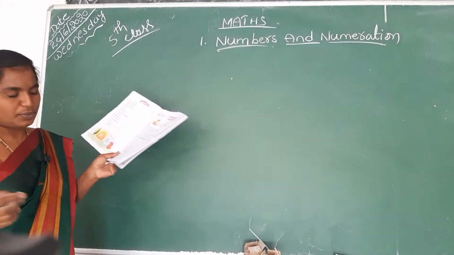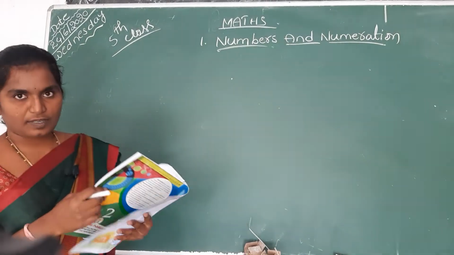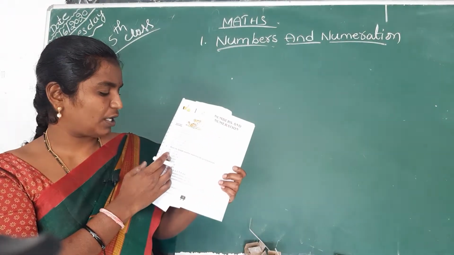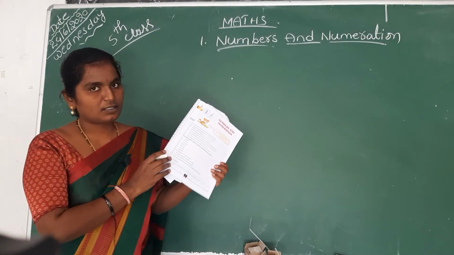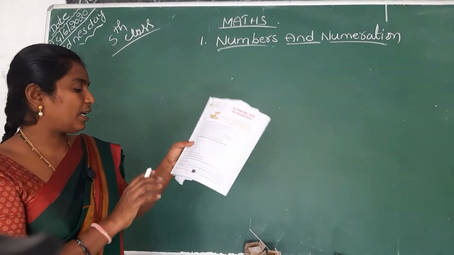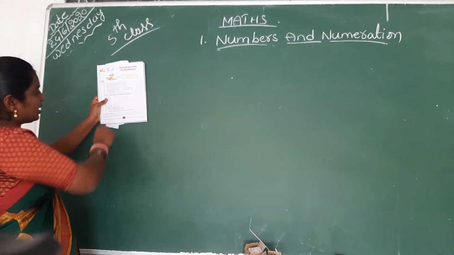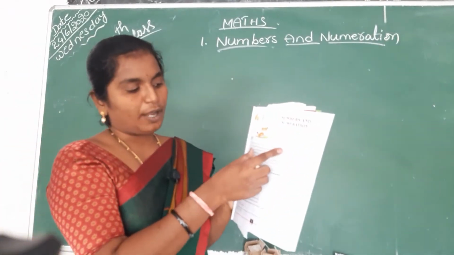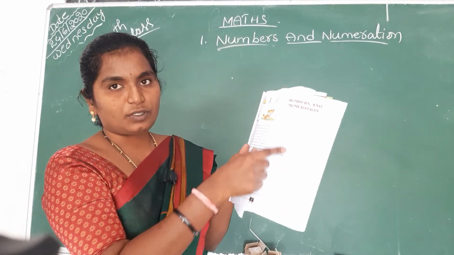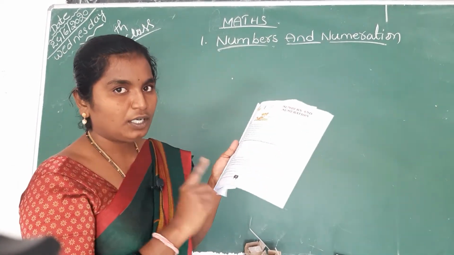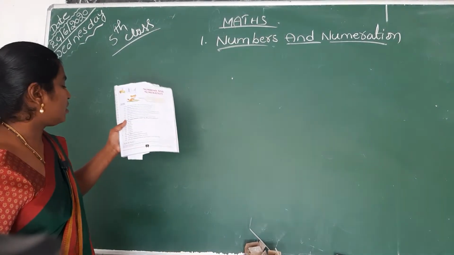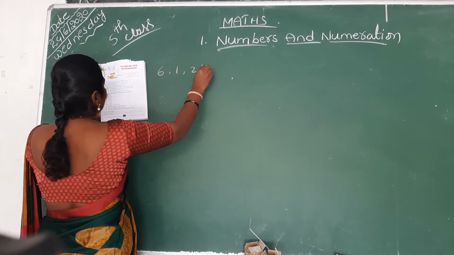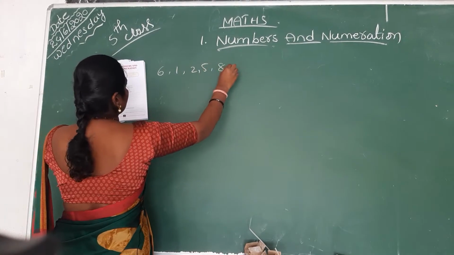In this chapter, in the previous class, I explained place values and how to write a number as a number name, and how to write a number name as a number. The third bit I didn't explain at that time, so now I am going to explain it. After buying the books, you have to fill this paper in your textbooks. After the school reopens, we will do corrections in your books. Next, the third bit: by using the digits 6, 1, 2, 5, 8, 4.